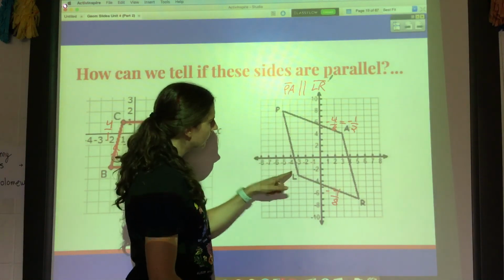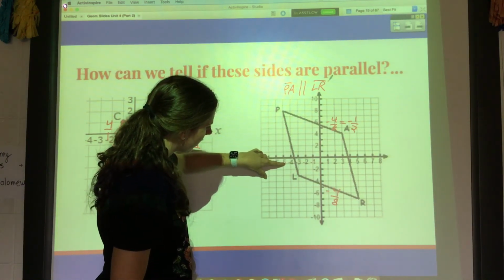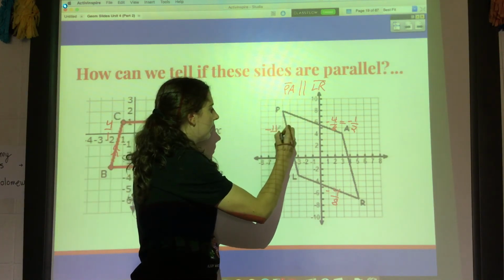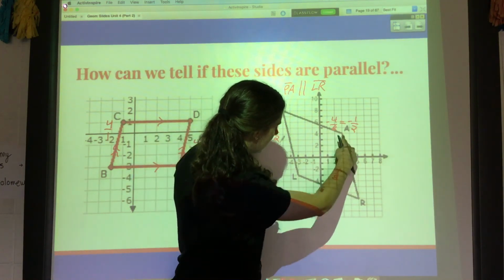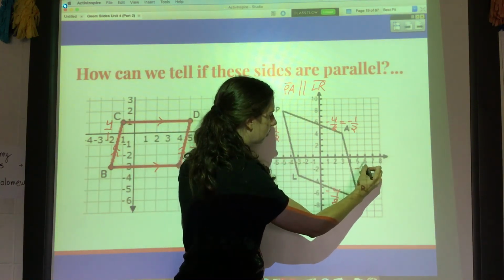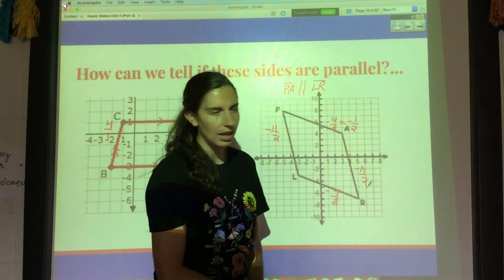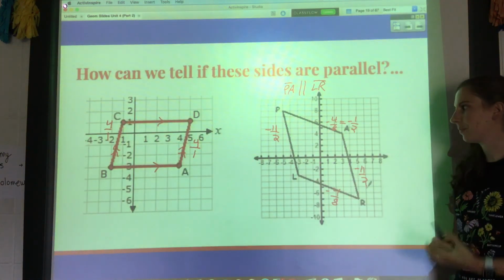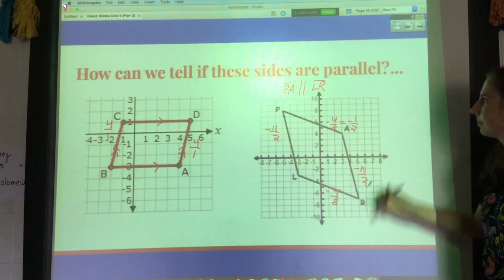Same thing with these. This one goes down 1, 2, 3, 4, 5, 6, 7, 8, 9, 10, 11, and over 2. So negative 11 over 2. And this one I believe is also negative 11 over 2. So PL and AR are also parallel. That's all you need to prove that something's a parallelogram. Find that the two sides are parallel by showing the slopes are the same.